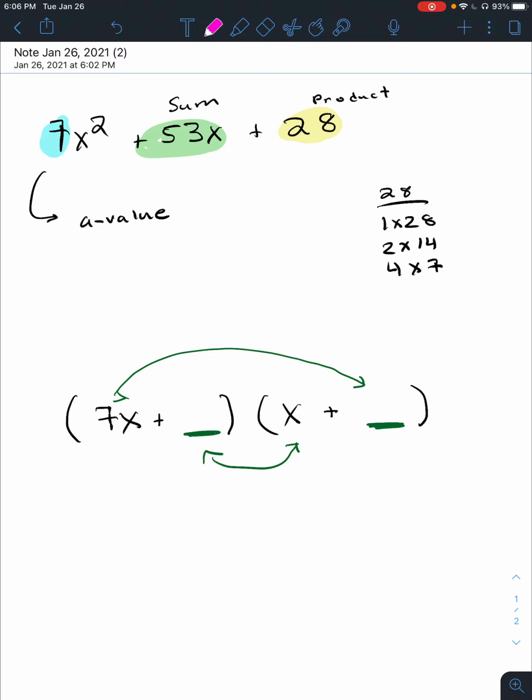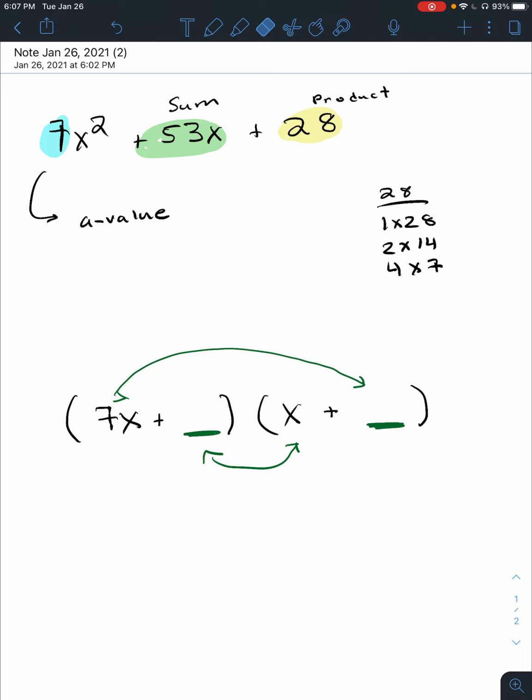So let me be a little more tame. 7 times 14 or 7 times 2, that potentially could work. But if I do 7 times 2 here, that gives me 14x. And if I put a 14 here, this gives me 14x. And 14x plus 14x is 28x. So this also doesn't work because we want our sum to be 53. So I'm just going to erase that.